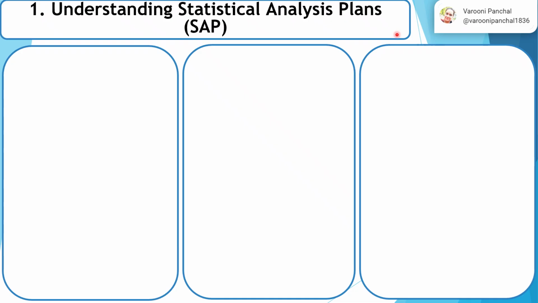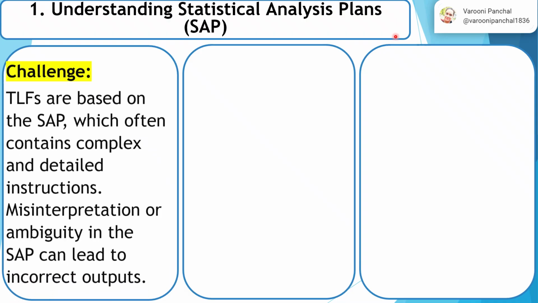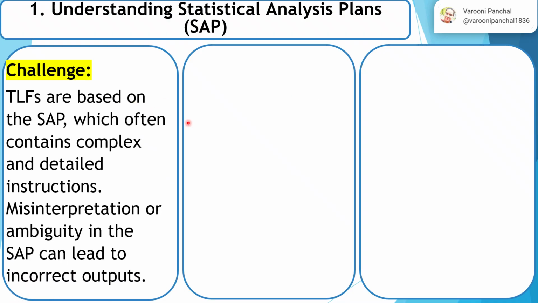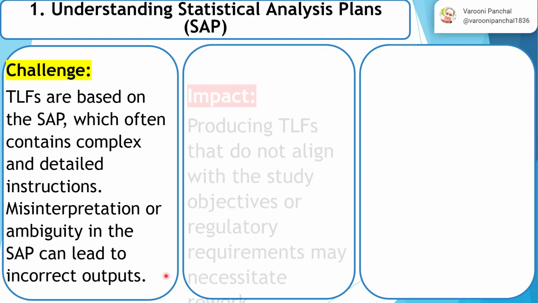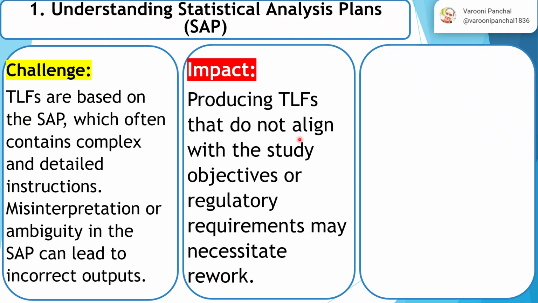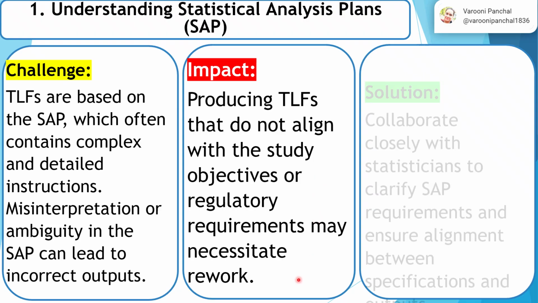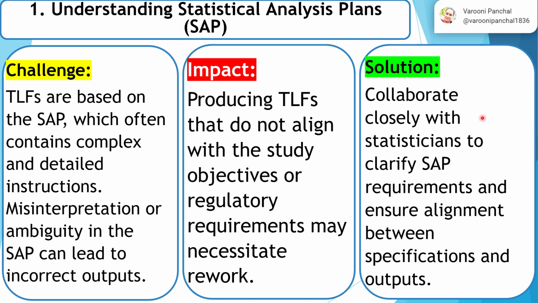Number 1. Understanding the statistical analysis plan. Challenge. Tables, listings, and figures are based on the SAP, which often contains complex and detailed instructions. Misinterpretation or ambiguity in the SAP can lead to incorrect outputs. Impact. Producing TLFs that do not align with the study objectives or regulatory requirements may necessitate rework. Solution. Collaborate closely with statisticians to clarify SAP requirements and ensure alignment between specifications and outputs.